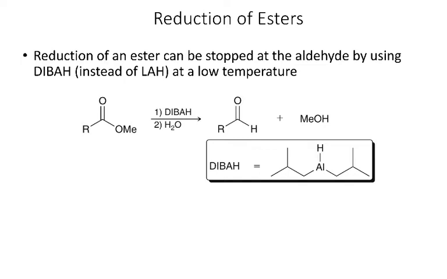Now, as we saw with the acid halides, and again with the esters, when we use lithium aluminum hydride as the reducing agent, we can't stop at the aldehyde. This is such a powerful reducing agent that we go all the way to the primary alcohol.